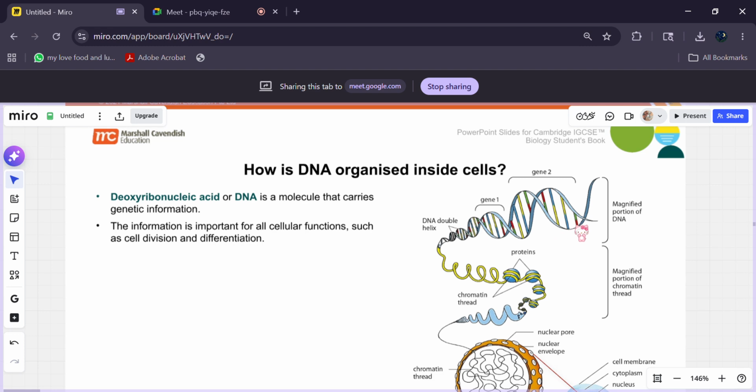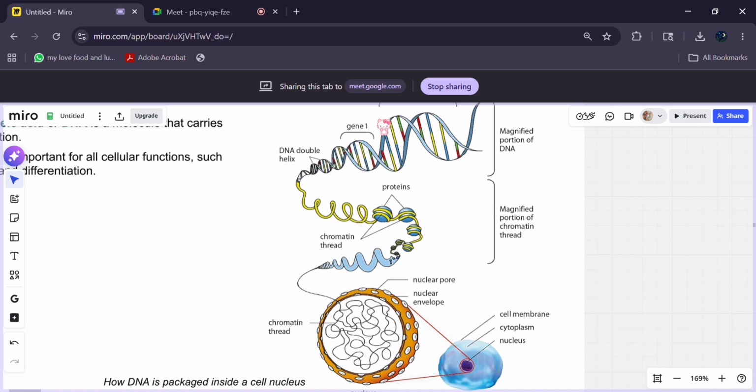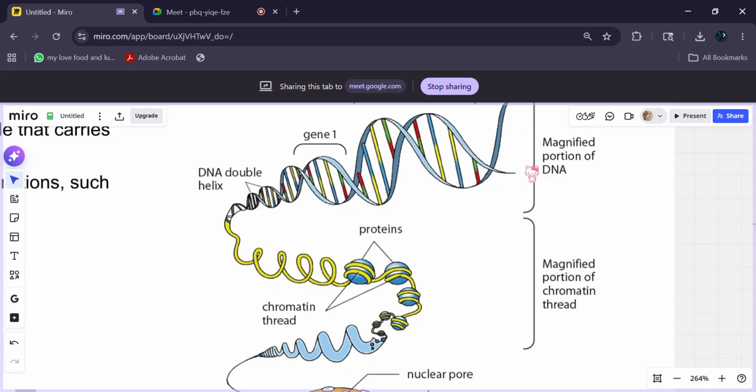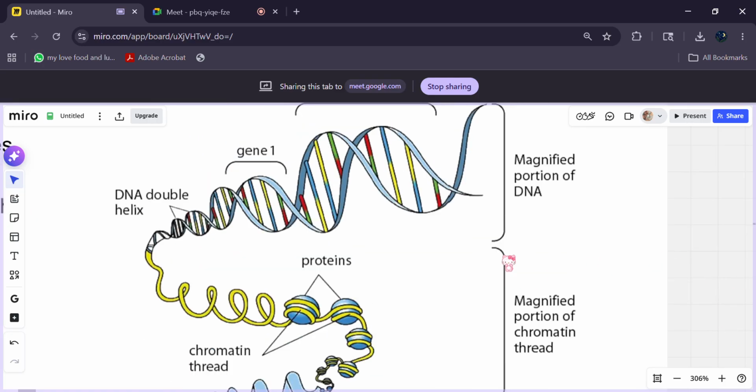So now, how is DNA organized in the cell? If you look at this image, you can see there are 2 strands with a bunch of colors combining the strands, and as they go on, they are magnified. Let me explain. A small segment of DNA carries a gene that stores information used to make a single protein. Proteins are responsible for determining the characteristics of an organism.